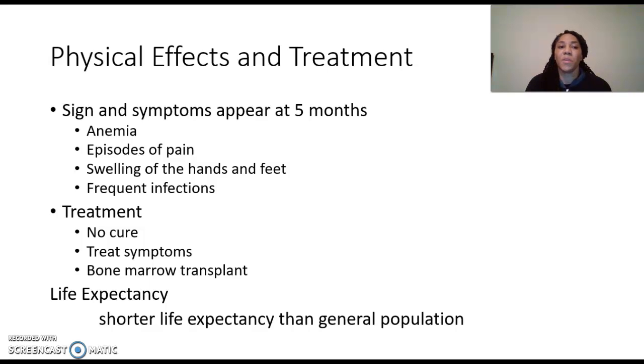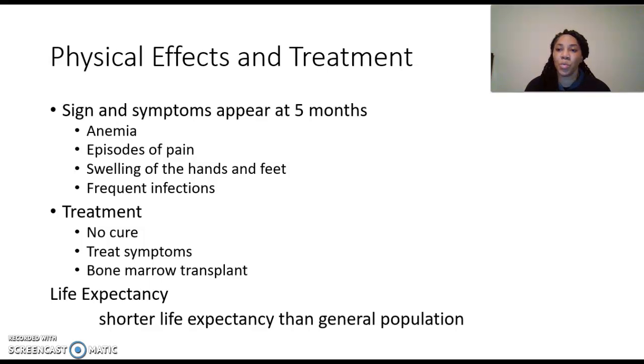Now, what are some of the physical effects and traits? Some of the physical traits and signs and symptoms appear in babies at 5 months. They have anemia, episodes of pain, swelling in hands and feet, and frequent infections. The frequent infections come from damage to the spleen due to the lack of oxygen to the spleen. Unfortunately, there is no cure for sickle cell. You can only treat the signs and symptoms, such as the episodes of pain and the infections.